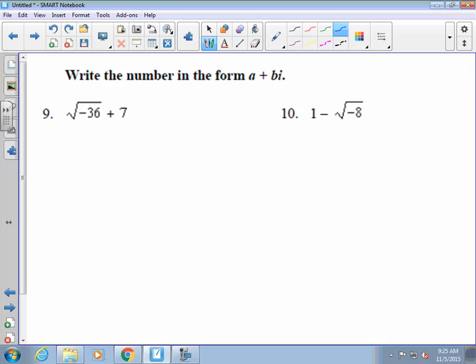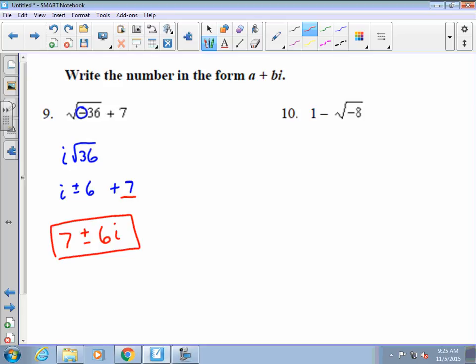We're writing these in standard form, A plus BI. This one's a little bit easier. Undo the negative by multiplying it by I. So I times the square root of 36, which is I times both positive and negative 6, plus 7. So let's reorder that in A plus BI form. Your A value is 7, it's positive, and then it's both plus and minus 6 times I. A plus BI.